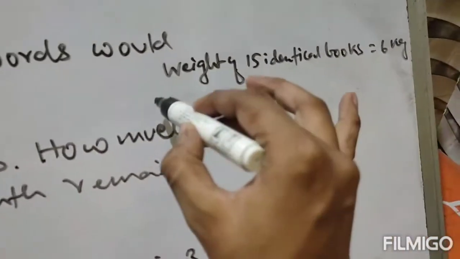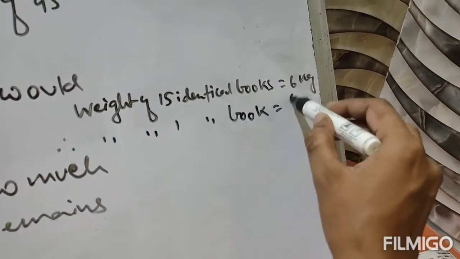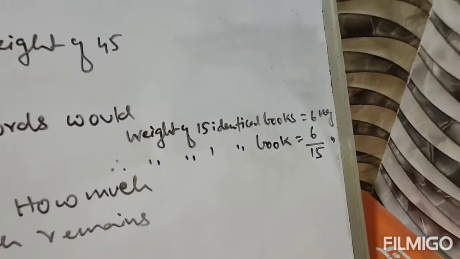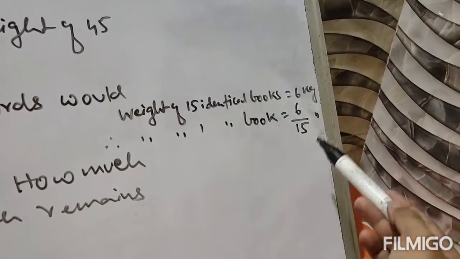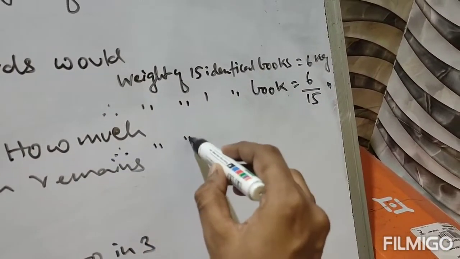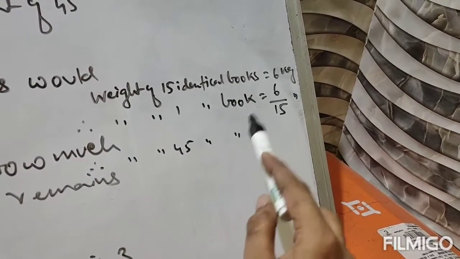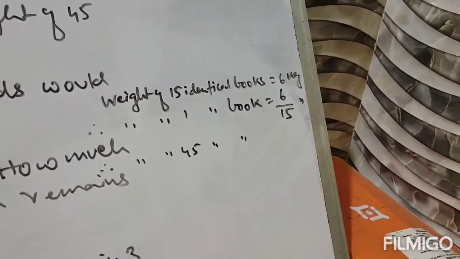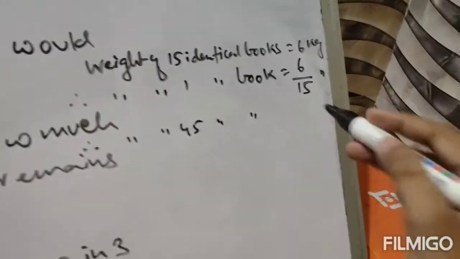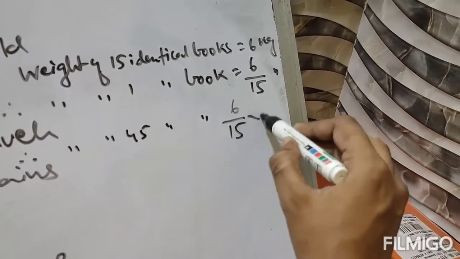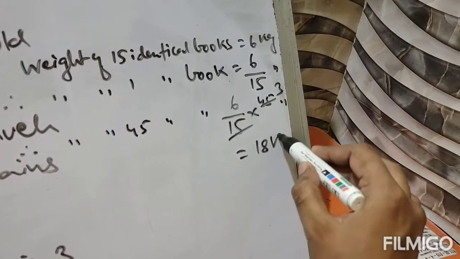So the weight of one identical book will be 6 by 15 kg, because the number of books decreases from 15 to 1, therefore weight will decrease, and if decrease, it will divide. Then find the weight of 45 identical books. If one identical book weighs 6 by 15 kg, then 45 identical books will have more weight than one book. That means if more, it is multiplied. So 6 by 15 into 45 kg. 15 3s are 45, therefore 18 kg.